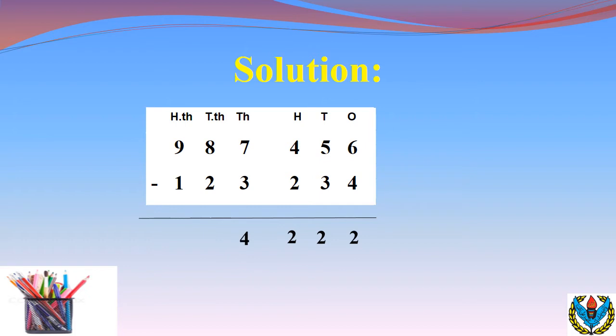Next we move to the 10,000s column. Look at the digits. 8 minus 2 is equal to 6, which will be written in 10,000s column. Finally we move to the last column, that is 100,000s column. Look at the digits. 9 minus 1 is equal to 8, which will be written in 100,000s column, which is a final result. That is 864,222.